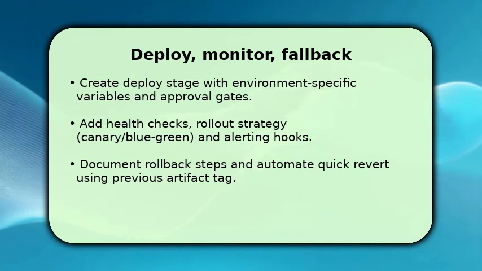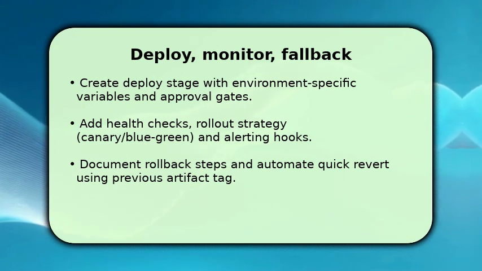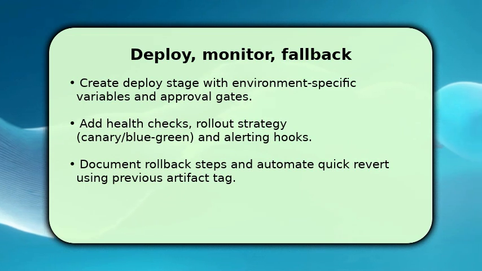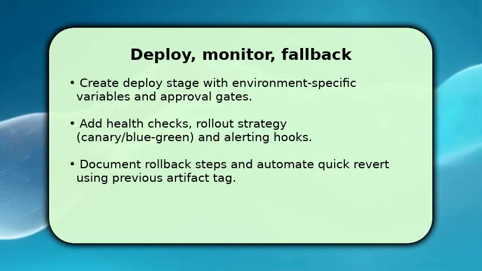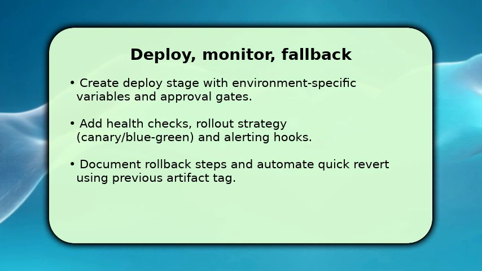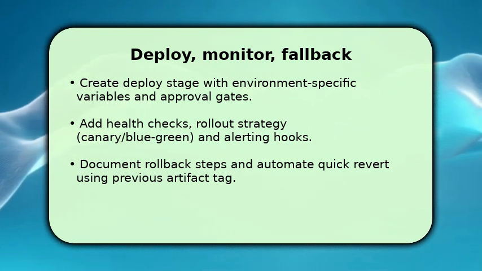Once deployed, run automated health checks and use a gradual rollout strategy like Canary or Blue-Green so you reduce blast radius. Make sure monitoring and alerting are connected to your pipeline so failures trigger immediate notifications. If something goes wrong, use the documented rollback steps. Automate reverting to the previous artifact tag to minimize downtime and test the rollback path regularly to ensure it works.